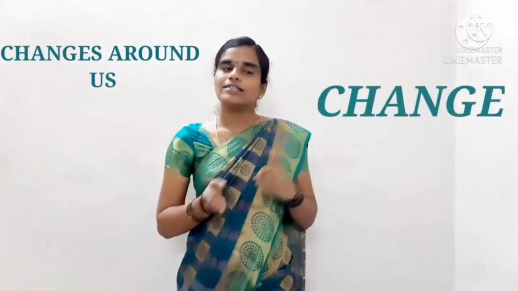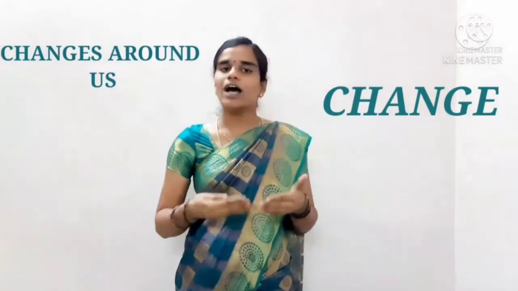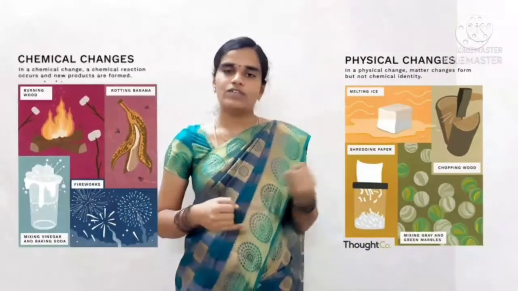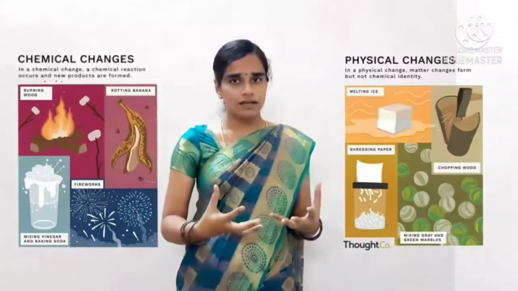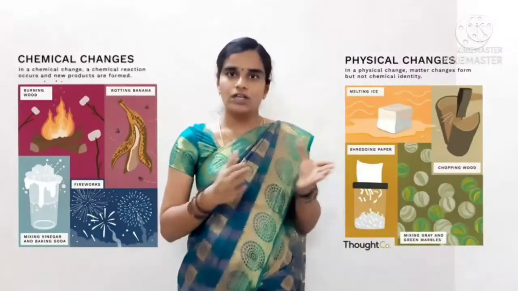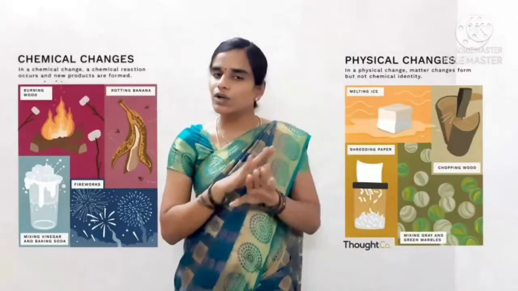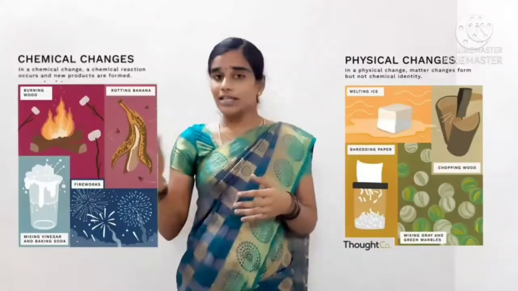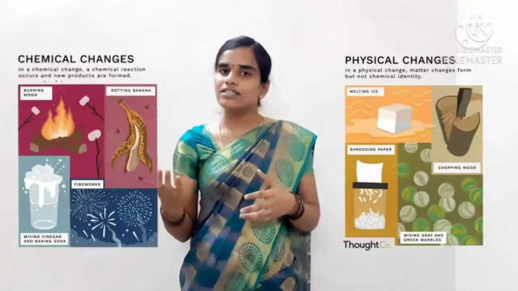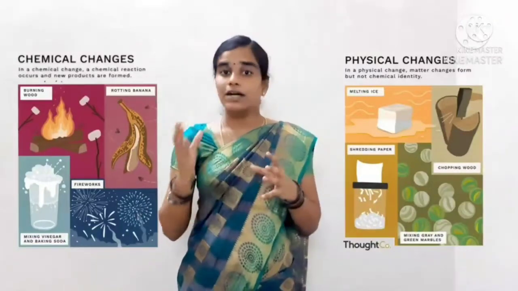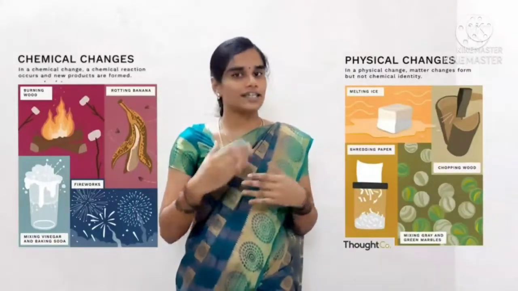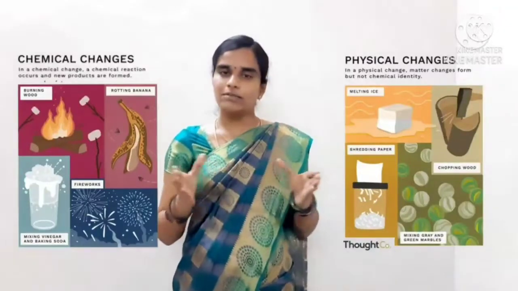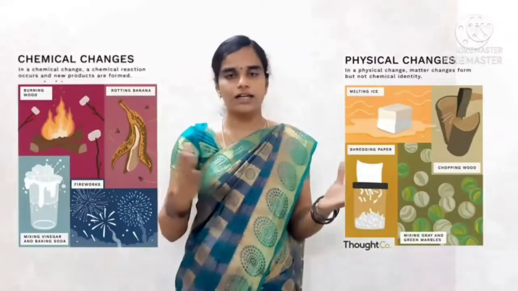In the 6th or 7th standard itself, we would have learned something about change and types of changes. What are the two types of changes? Physical change and chemical change. A physical change is a change which is reversible and does not form any new products. A chemical change is an irreversible change, in which a new product is formed. So this is the basic difference between a physical change and a chemical change.